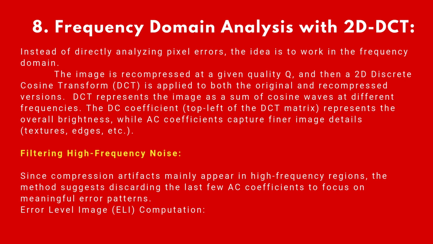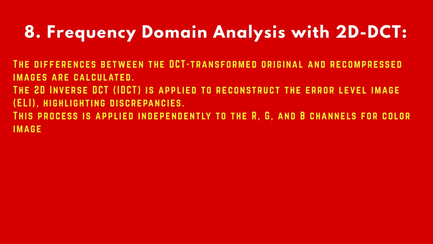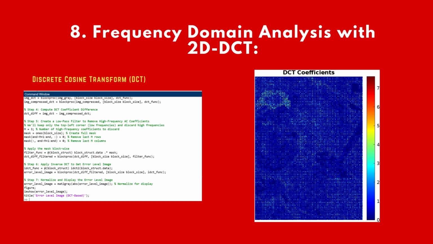The differences between the DCT transformed original and recompressed images are calculated. The 2D inverse DCT is applied to reconstruct the error level image, highlighting discrepancies. This process is applied independently to the R, G, B channels for color images. Now we are moving ahead with frequency domain analysis with 2D DCT. The MATLAB program is shown here.